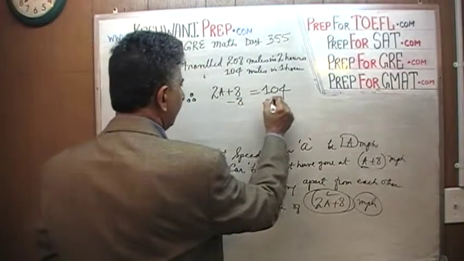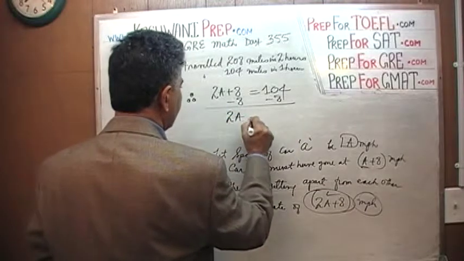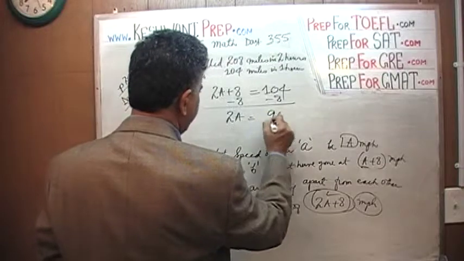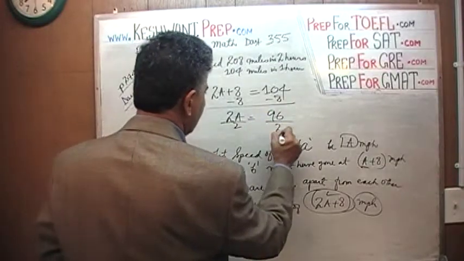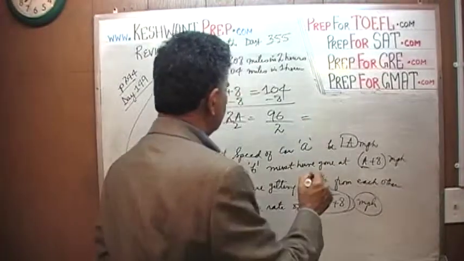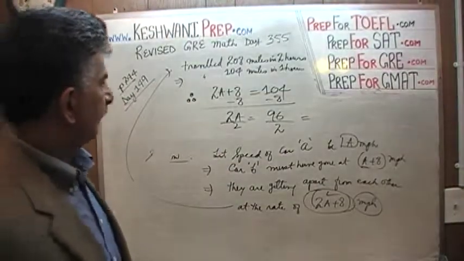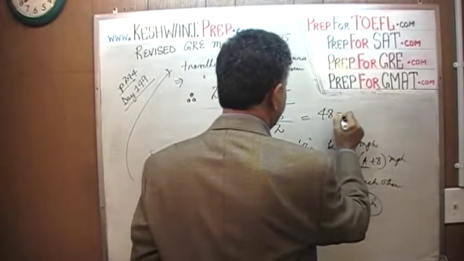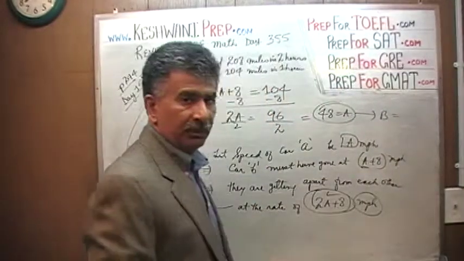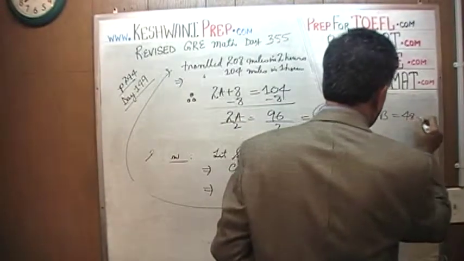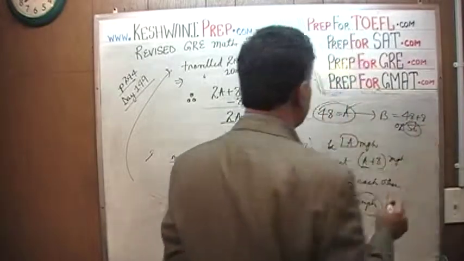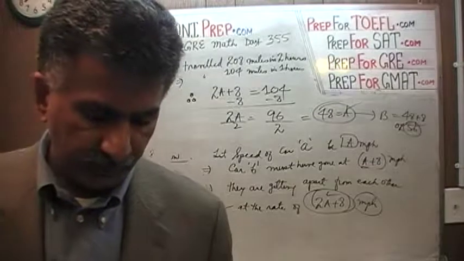Subtract 8 from both sides and we get 2A is equal to 104 minus 10 would have been 94, so this is going to be 96. Divide both sides by 2 and we find that A is going to be equal to 100 divided by 2 would have been 50, so this is going to be 48. A is 48 and that implies that B must have been 48 plus 8, or 56. A was going at 48 miles an hour, B was going at the rate of 56 miles an hour.